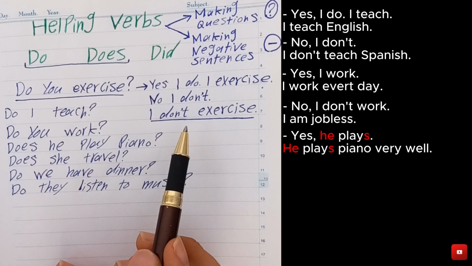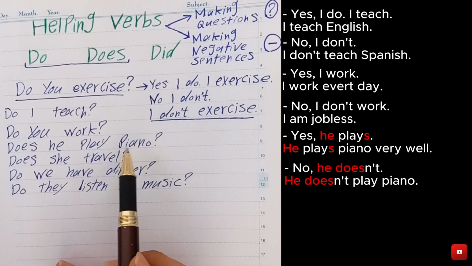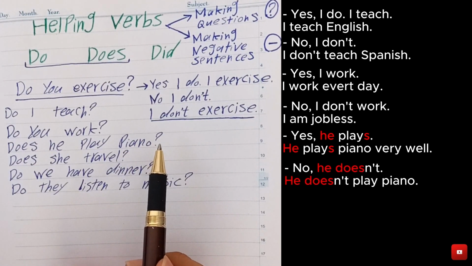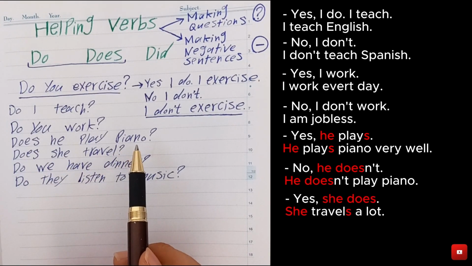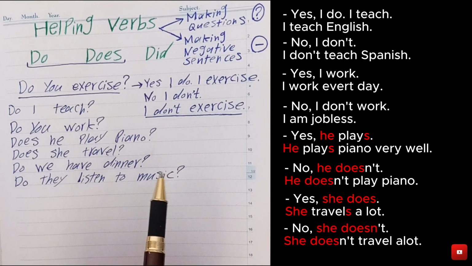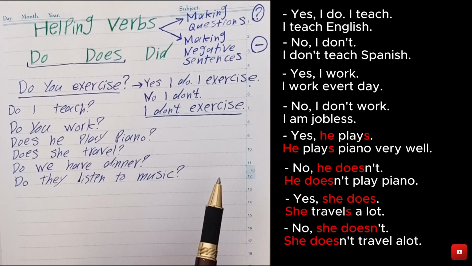Does he play piano? Yes, he plays. He plays piano very well. No, he doesn't. He doesn't play piano. He plays guitar. Does she travel? Yes, she does. She travels a lot. No, she doesn't. She doesn't travel a lot.